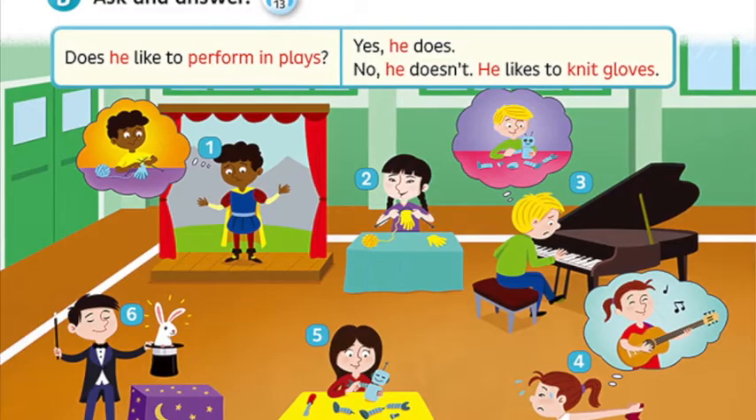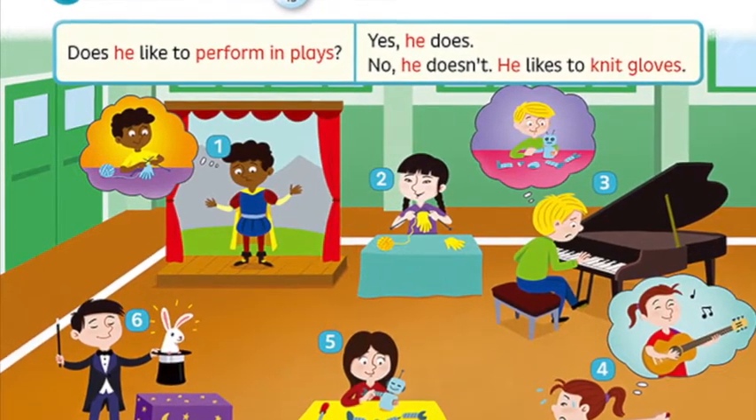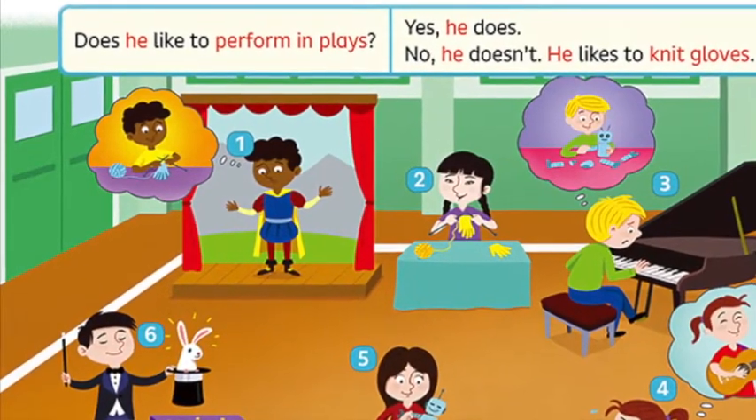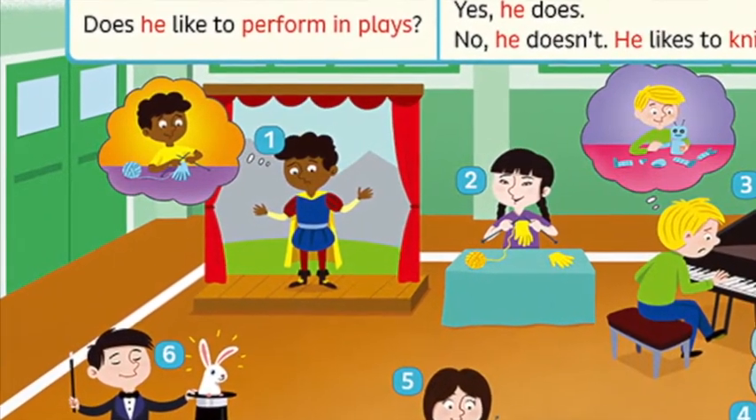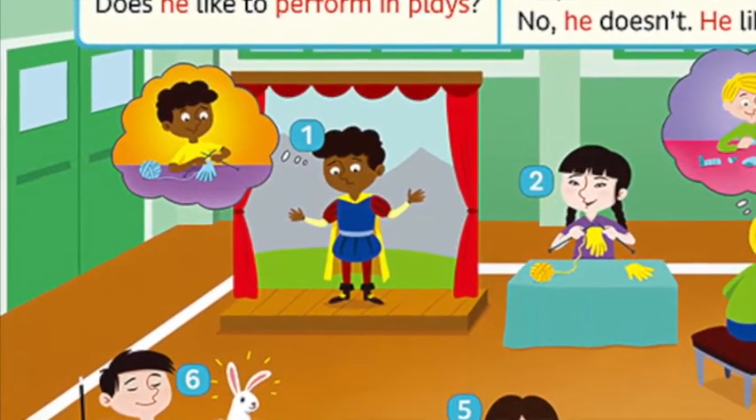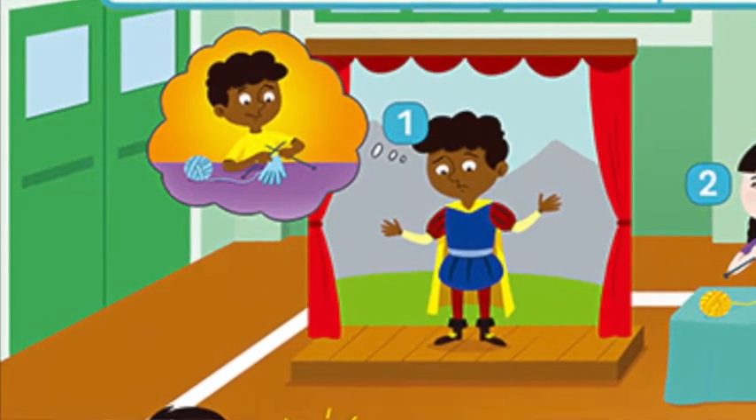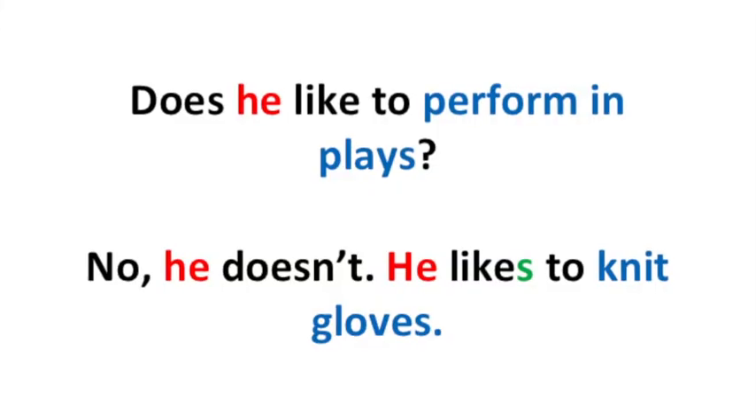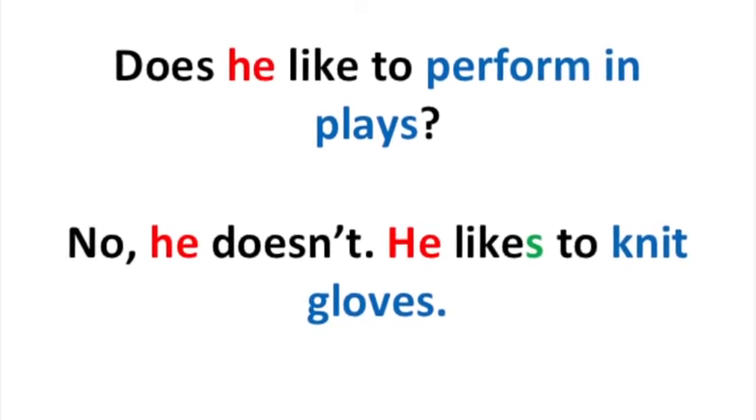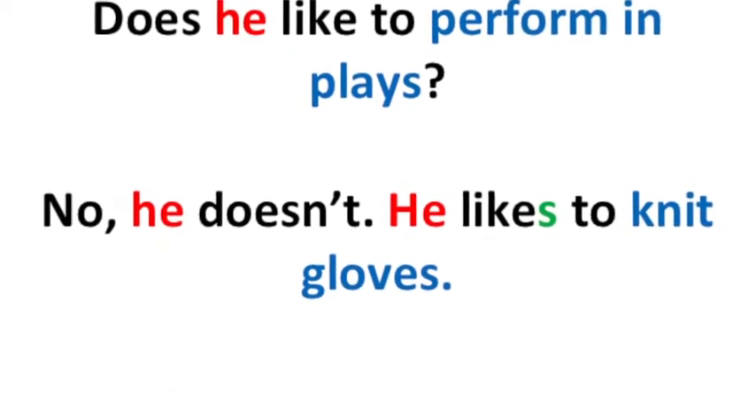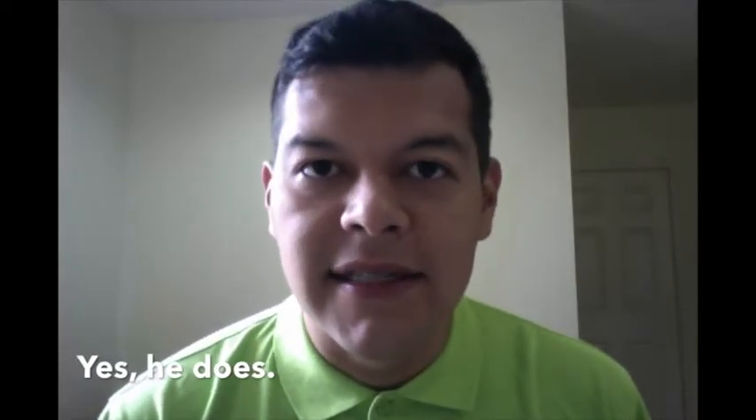So take a look at the picture and look at his face. Is he happy or not happy? Is he sad? It looks like he is sad. And look what he is thinking. He is thinking about knitting gloves. So the answer is no, he doesn't. He likes to knit gloves. If he had a happy face and was wearing the costume, performing in plays, if he was happy, then the answer would be yes, he does.